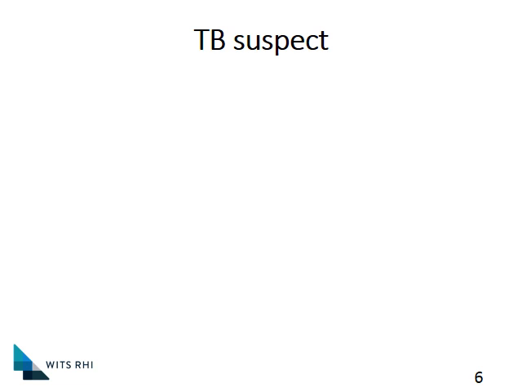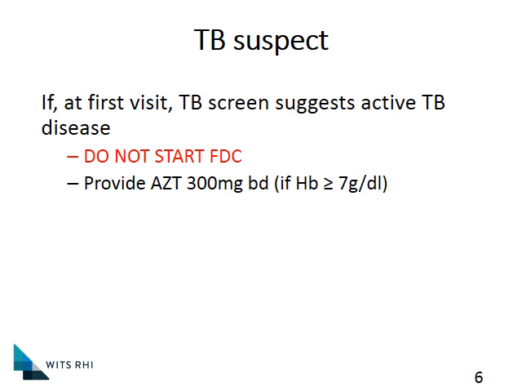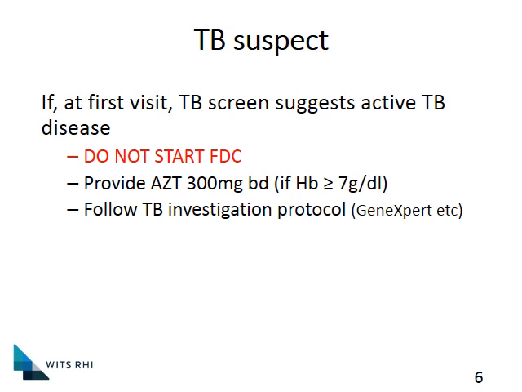But what if you have somebody who is symptomatic? The TB screen suggests active TB disease, but you do not yet have confirmation. Very important at this point is we would not start her on ARVs if we've not first excluded TB. If she's already on ARVs, you would continue the ARVs and start the TB treatment. But in this scenario, we want to make sure we cover the baby while we wait for our TB investigations. We're therefore going to give our mommy AZT 300 milligrams BD as long as the HB is over 7.